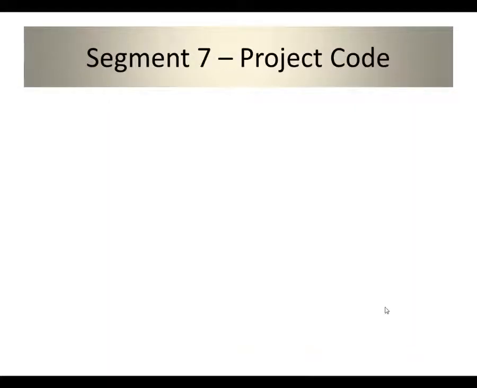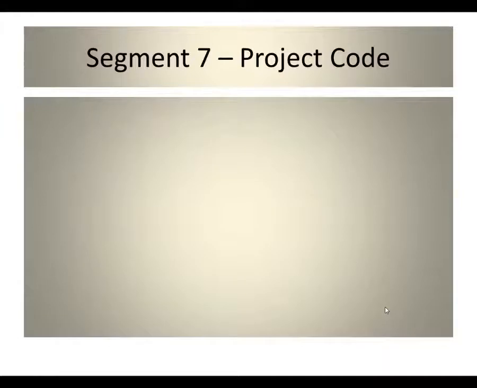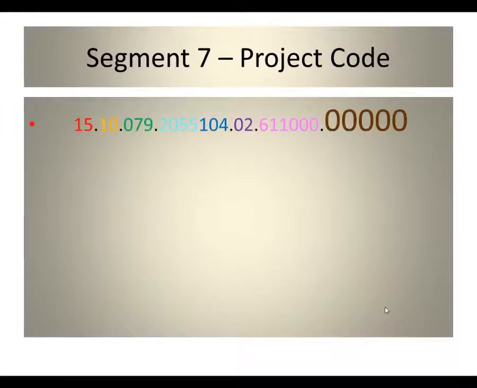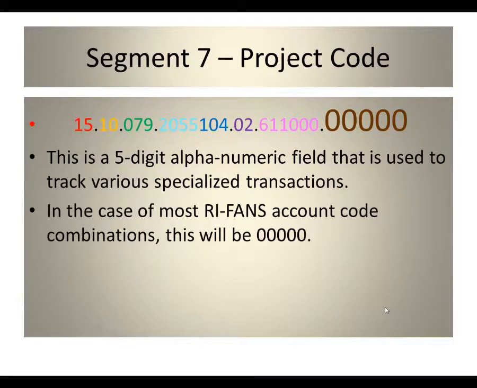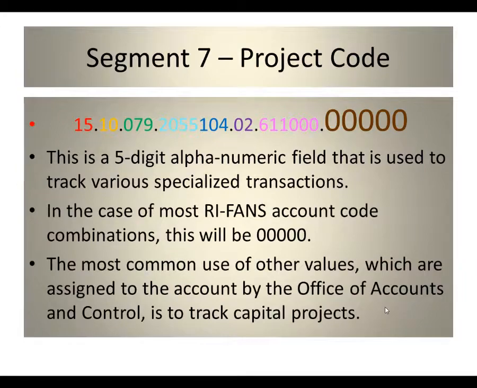Finally, the seventh segment of our account number, shown in brown in the example, is a 5-digit field. This segment, known as the project code, is an alphanumeric field that is used to track various specialized transactions. In the case of most RIFANS account code combinations, this segment has the value 00000. The most common use of other values is to track capital projects.